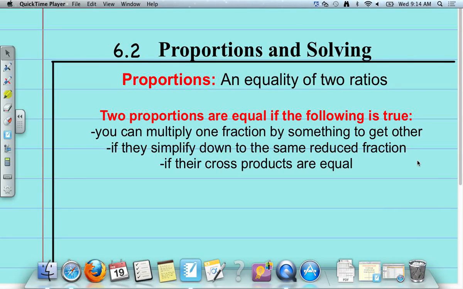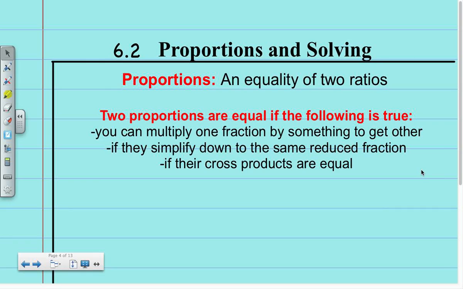Okay, in 6-2 we're going to solve proportions. We're going to talk about proportions and solving. A proportion is an equality of two ratios. When I say equality, I mean two ratios are equal. When I say ratios, I mean fraction. So a proportion is really two fractions that are equal. That's what a proportion is.